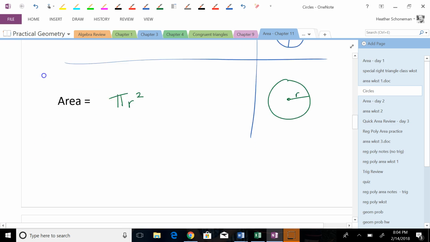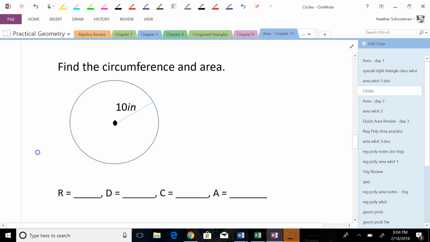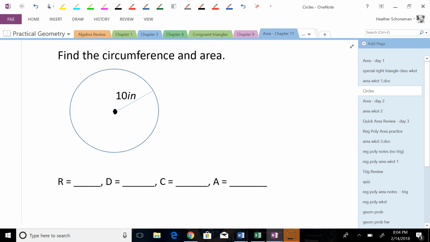Okay, let's try putting some of these formulas into use. So the first one, we want to find the circumference and area. We got to fill in a lot of blanks. The first one is the radius. Well, the radius is given to us. The radius is 10 inches. The next blank is the diameter. To get the diameter, remember the diameter goes all the way across, and it's 2 radii. So you need to think 10 plus 10, or 10 times 2, which would be 20 inches.